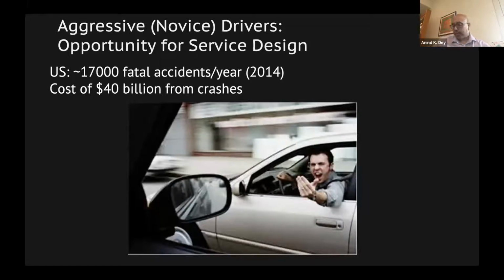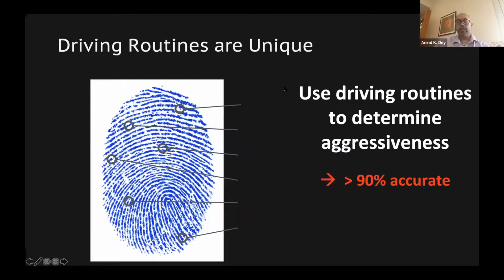Similarly, this can be applied to solving a safety issue rather than a convenience issue. If we look at the number of people impacted by unsafe driving, really due to aggressive driving or novice drivers, we can see a lot of fatal accidents and a large financial cost of being aggressive, what we call road rage. And so, as I've said, these driving routines are unique, but can we use them now to determine aggressiveness? It turns out, with about 90% accuracy, we can determine whether an individual driver is an aggressive driver, whether the route they're on right now is an aggressive path, or whether a particular maneuver they took in one intersection would be considered aggressive.